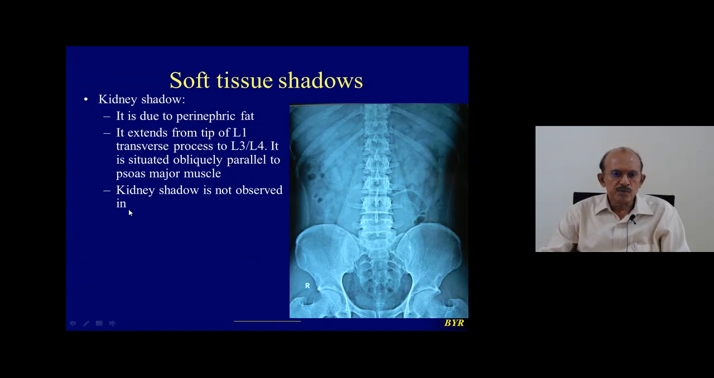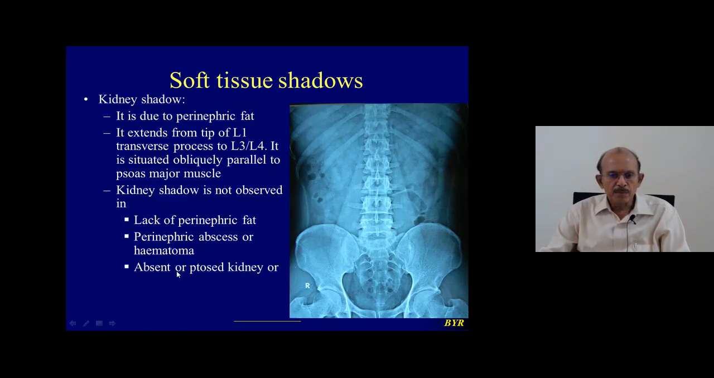If the kidney shadow is not observed, it means there is lack of perinephric fat. It is a case of perinephric abscess or hematoma. Then absent or tossed kidney. Kidney absent or tossed means the kidney is not in that position. It has been dropped into the pelvis, so it is called dropped kidney or tossed kidney, or improper exposure. So these are the inferences you have to make. Either it is lack of perinephric fat, or due to perinephric abscess or hematoma, then absent or tossed kidney, or improper exposure.